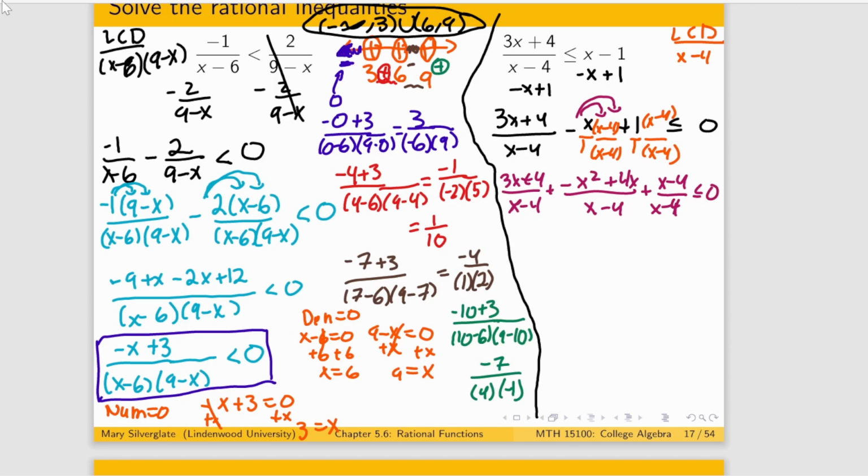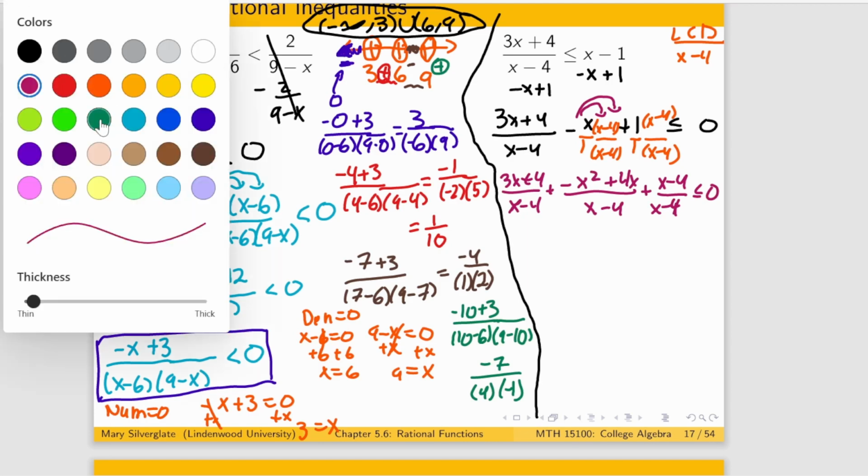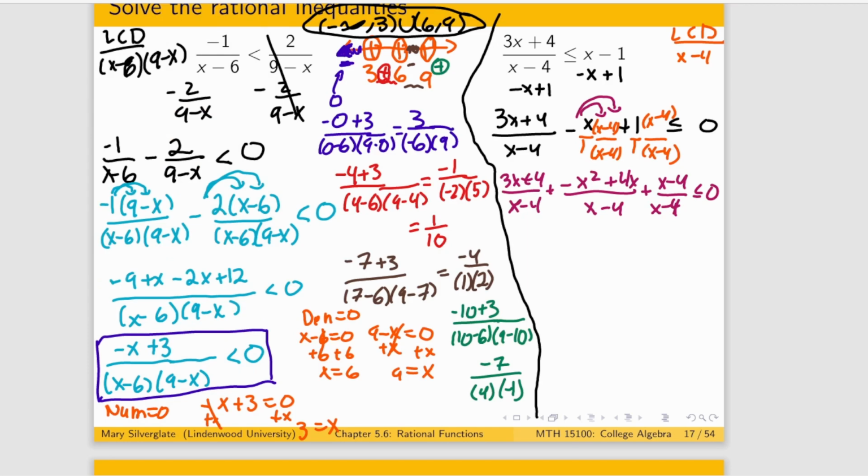Now I'm ready to start adding across the top and combining our like terms. In terms of our x squareds, I just have a negative x squared, so that will just stay as is. In terms of my x's, we've got a 3x, a 4x, and an x. That adds up to 8x. In terms of our constants, I have a positive 4 minus 4. That actually adds up to 0, which is kind of nice.